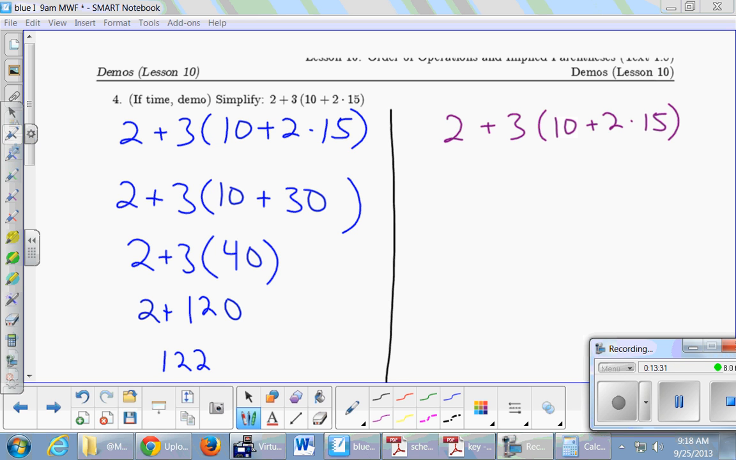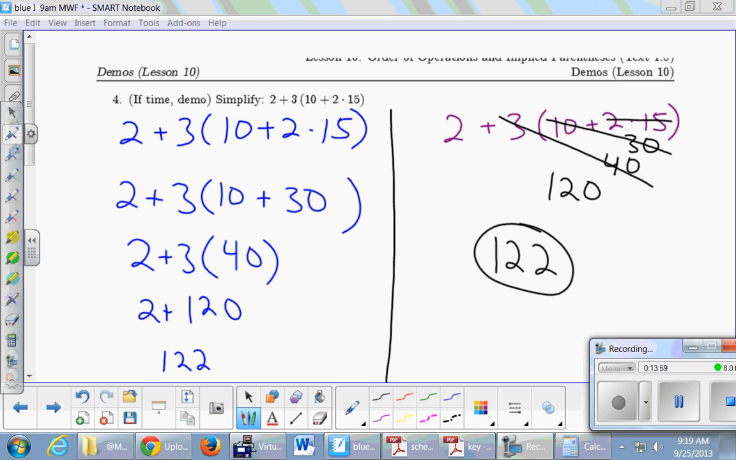Again, what's the first thing we do? Is multiply 2 times 15, which is 30. So cross it off, put a 30 nearby. And then what's the next thing we do? Is we add the 10 plus the 30, put a 40 somewhere nearby. And after that, 3 times 40 is 120. And then finally 2 and 120 is 122.